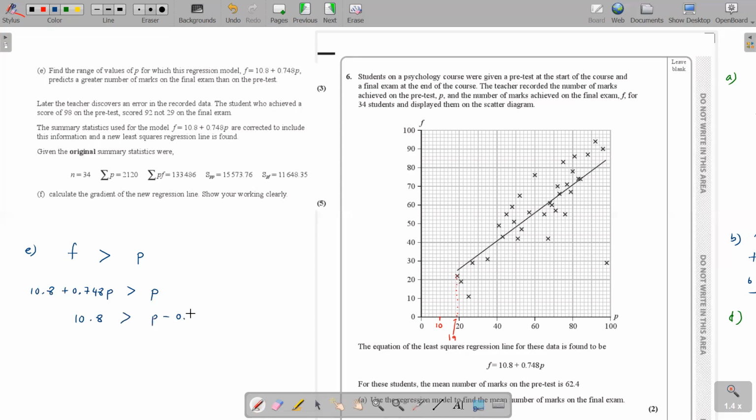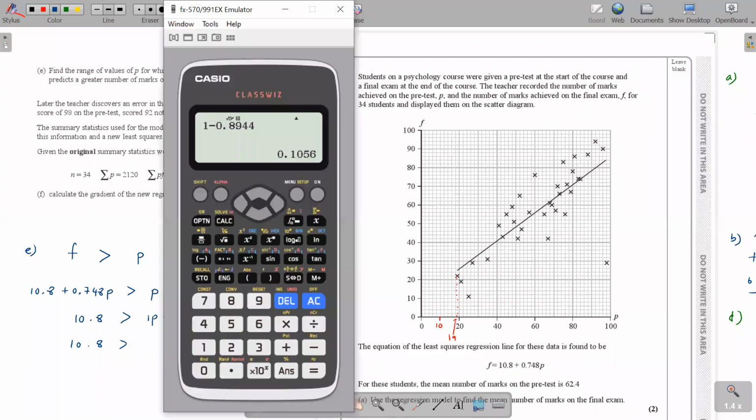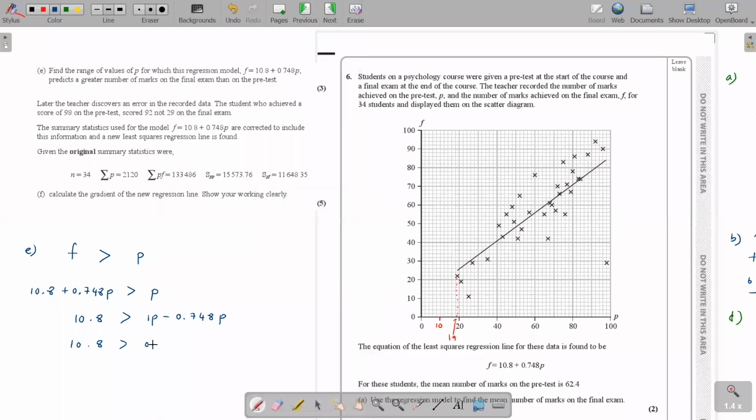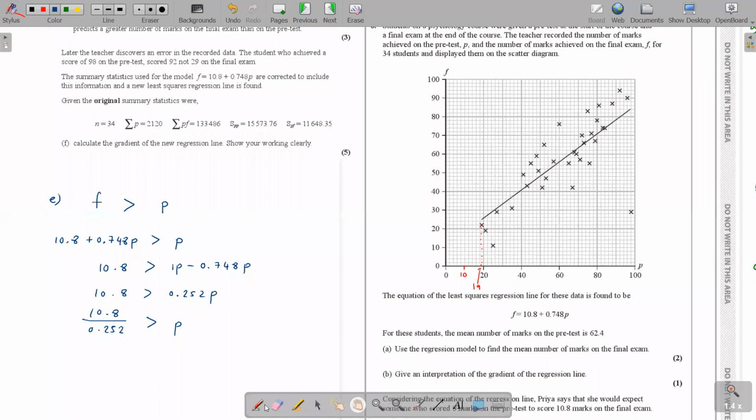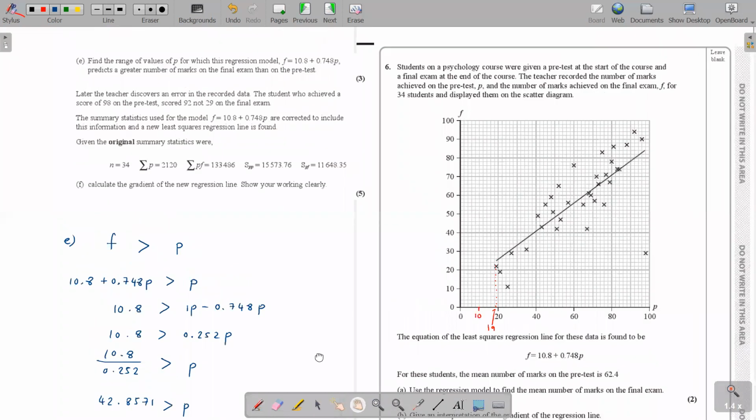So P minus 0.748 P, how much is it? 1 minus 0.748 is 0.252. So here we get P is less than 10.8 divided by 0.252. So what is the range of the P values? P less than what? 42.8571. So these are the P values according to your model.